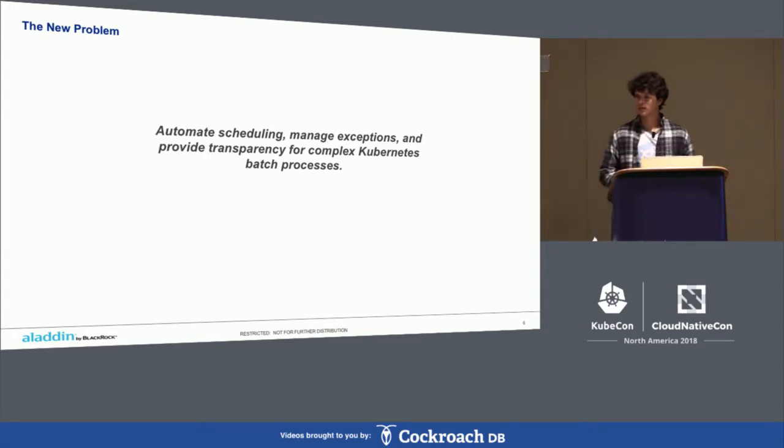So after we digested all of this feedback, we condensed it down into the problem statement that you see up here. How do we automate the scheduling, manage the exceptions that always arise, and provide transparency into these complex batch processes? Now, this is definitely a lot to consider, and exceeds the scope of even data science, where we started. But when we boil it down, our goal was to just make it easy to build and specify workflows that span multiple teams and multiple domains.